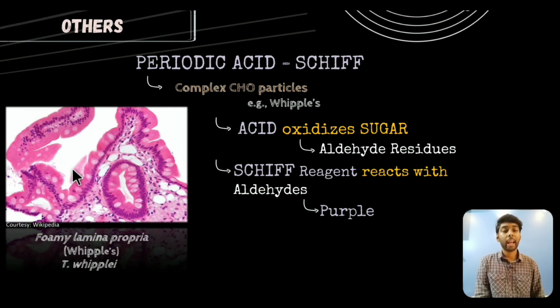And as we are talking about bacterial stain, it will be incomplete if we don't talk about Whipple's disease. Well, Whipple's is a bacterial disease that is caused by the bacteria Tropheryma whipplei. And here actually we are not visualizing the organism, rather we are looking at the lamina propria. So here in the lamina propria we see foamy macrophages. So that's also due to periodic acid-Schiff stain.